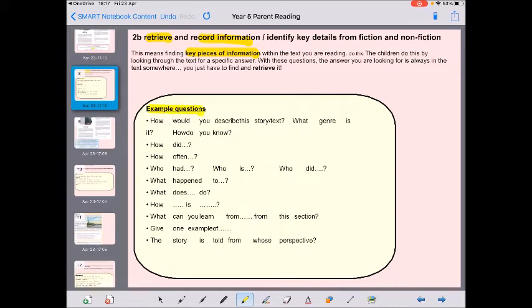Example questions of retrieval. How would you describe this story or text? What genre is it? How do you know? How did? How often? Who had? Who is? Who did? What happened to? What can you learn from this section? Give one example of. The story is told from whose perspective?